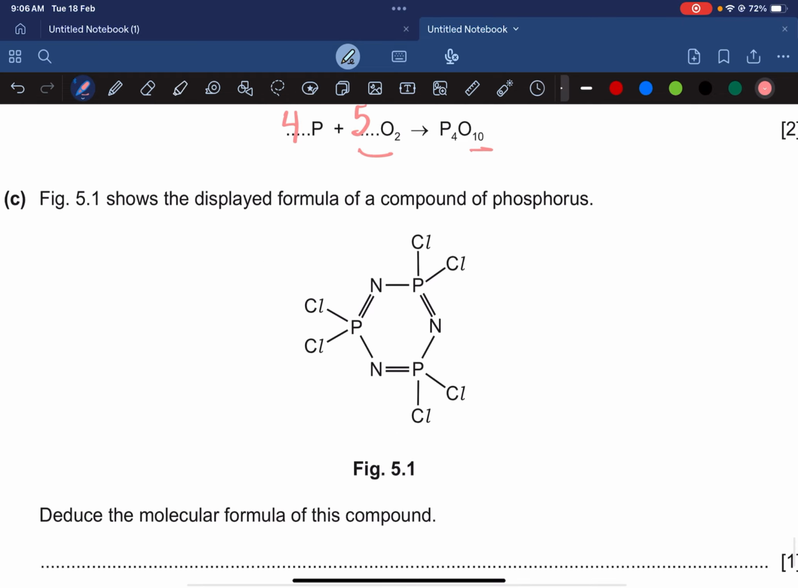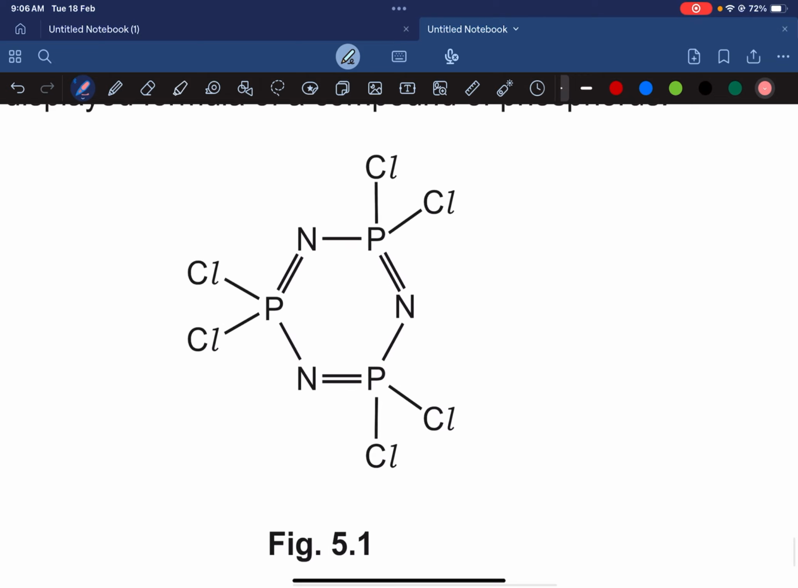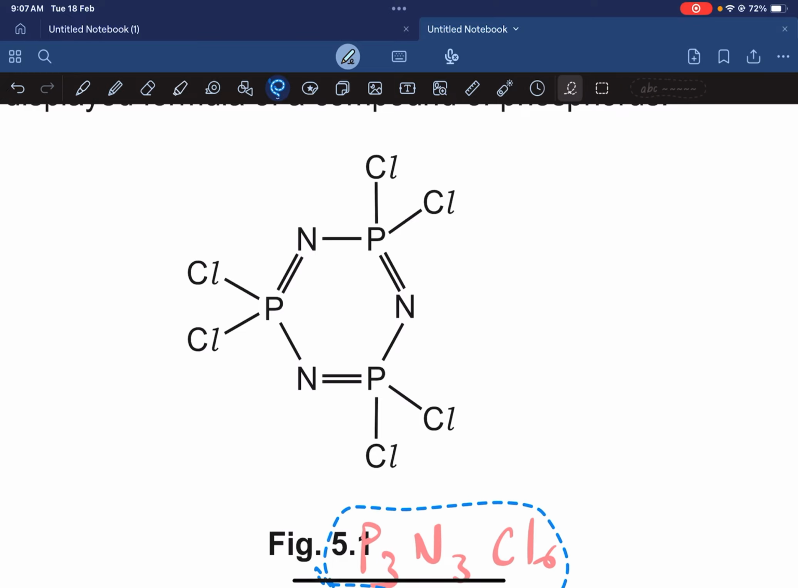Show the displayed formula of a compound of phosphorus. Deduce the molecular formula of this compound. We simply have to count the number of atoms. First, let's count the phosphorus: 1, 2 and 3. So we have P3. Now let's count the nitrogen. That is 1, 2 and 3 as well, so that's going to be N3. And now we have chlorine, so let's count the chlorine: 1, 2, 3, 4, 5, 6. So we have Cl6. Just copy it down to here.